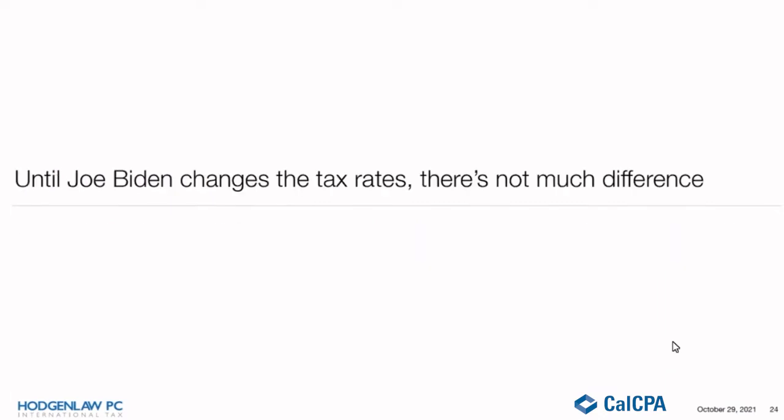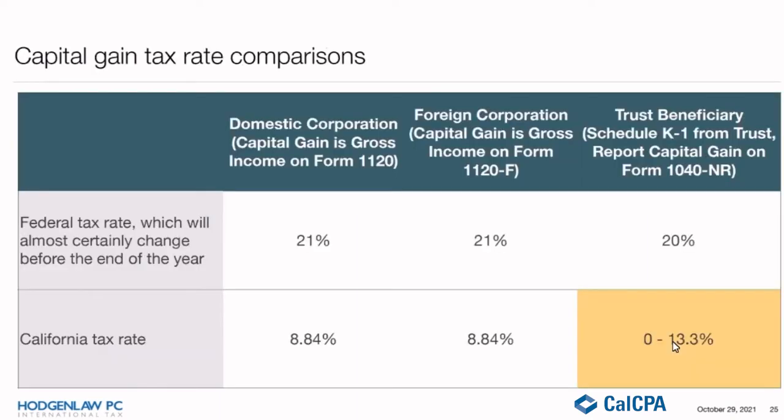So look at the tax rates. The current federal corporate tax rate is 21%. Who knows what will happen there? The same rate applies to domestic and foreign corporations. And the long-term capital gain rate currently is 20% for humans.